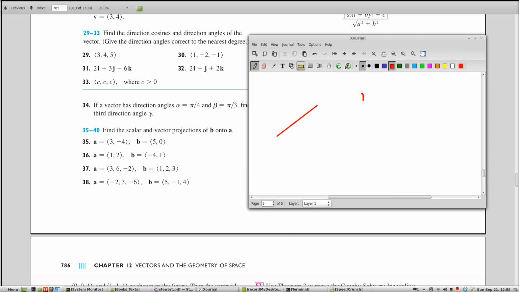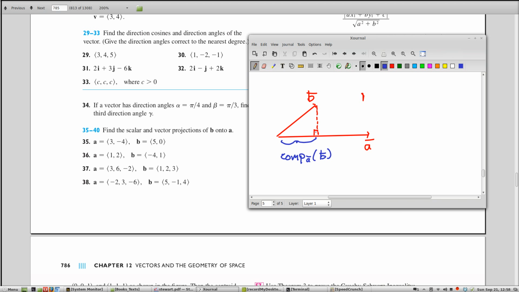So how do those work? Usually the setup in the book is you're looking at the projection of this vector, let's call it B, onto some vector A. And what you do is you drop a perpendicular here. Now the magnitude of this length is a number, and that's the scalar projection. And the notation for that is comp onto A of B.